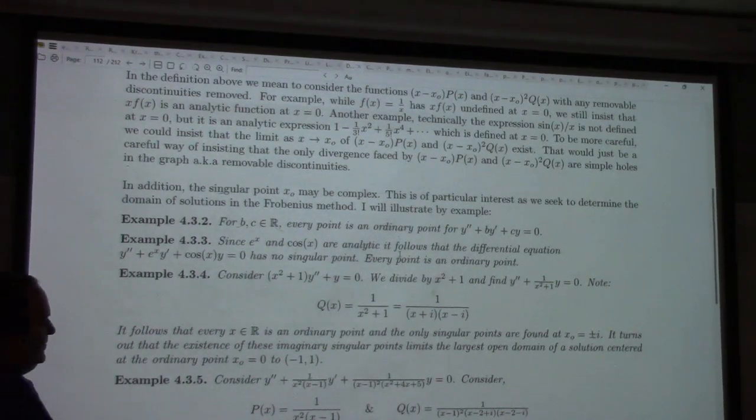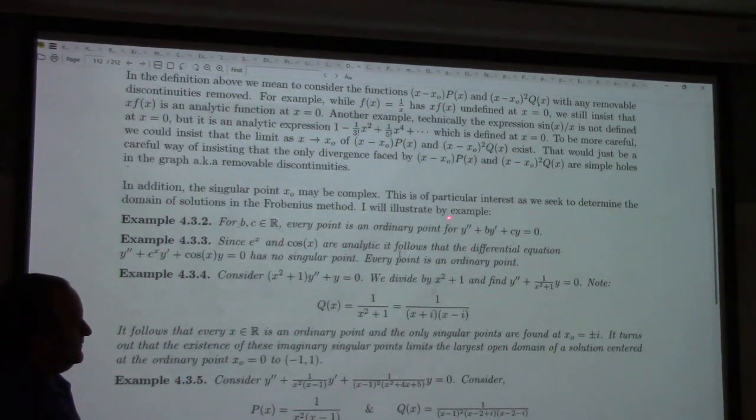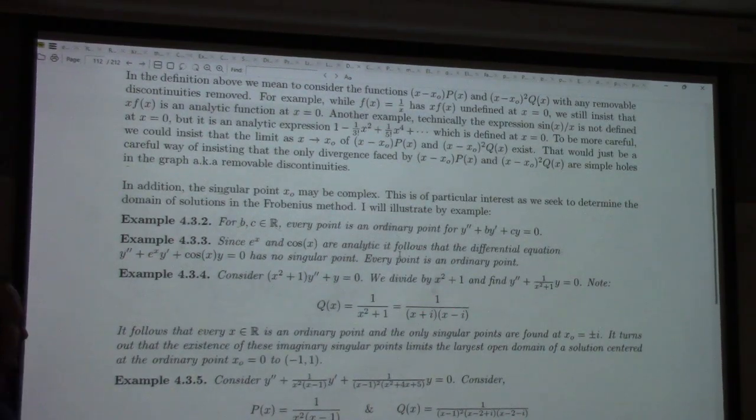So here's some silly examples. The constant coefficient problem is ordinary everywhere. There's no singular point. This one right here, if you divide by x squared plus 1, you get this, which gives us a singular point at plus or minus i. It happens to be a regular singular point, because if I were to multiply by x plus i or x minus i, I would be left with something which is analytic. Again, I'm not going to stress on this. I don't test on this, because to understand what I just said is complex analysis.